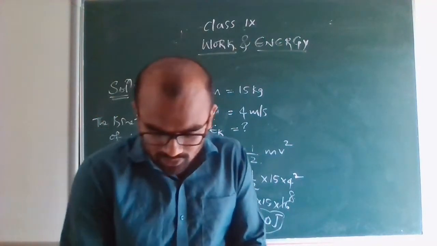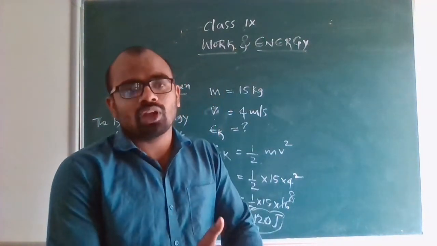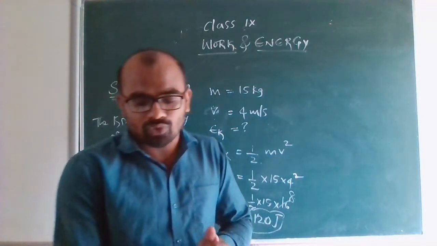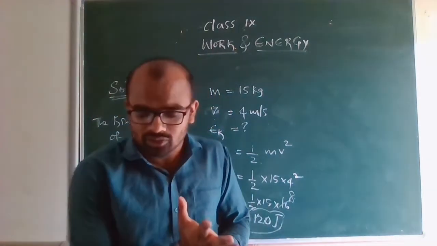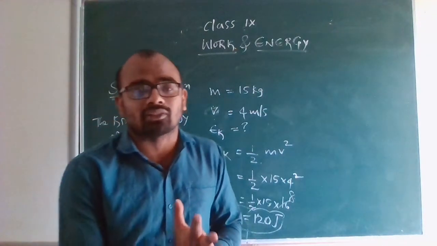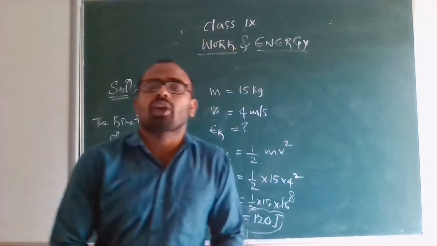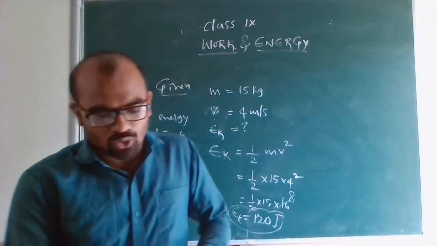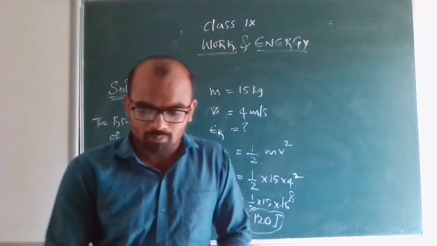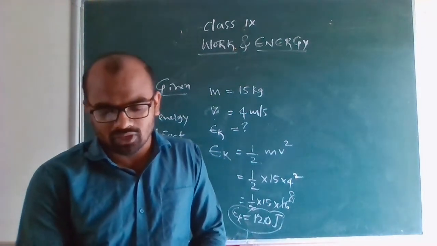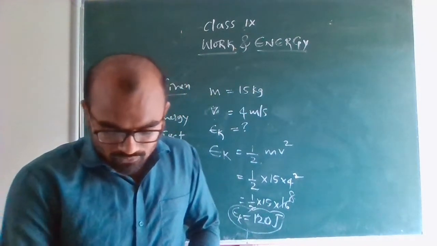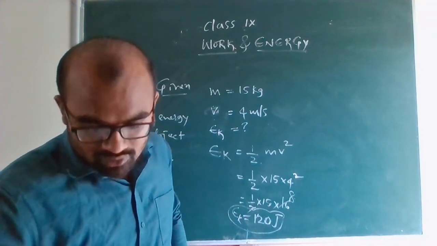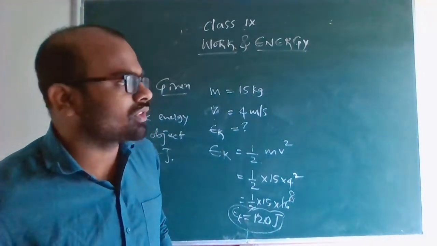Now we will move to example 11.4. What is the work to be done to increase the velocity of a car from 30 kilometer per hour to 60 km per hour if the mass of the car is 1500 kg? You have to do this problem.